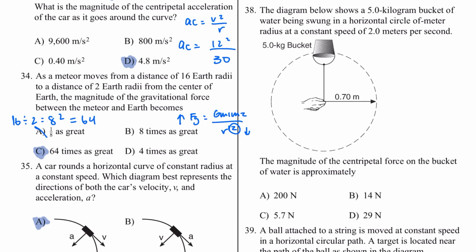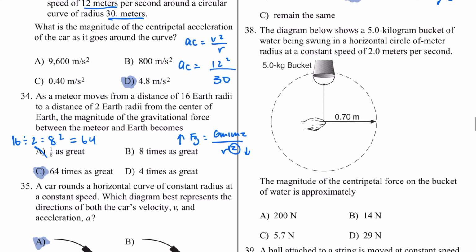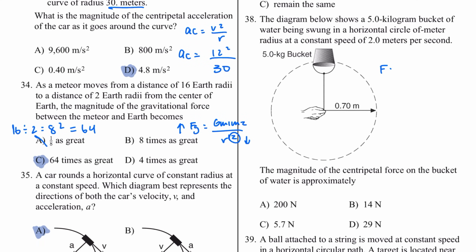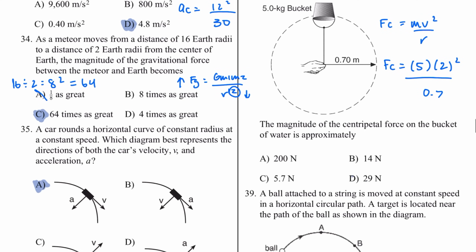So once again, we just look at the reference table to find the centripetal force formula. So Fc is equal to mv squared over r, and we just plug in. It tells us that the mass is 5 kilograms, and the velocity is 2, and the radius is 0.7. So we just plug this in, and we're going to get 29 newtons.